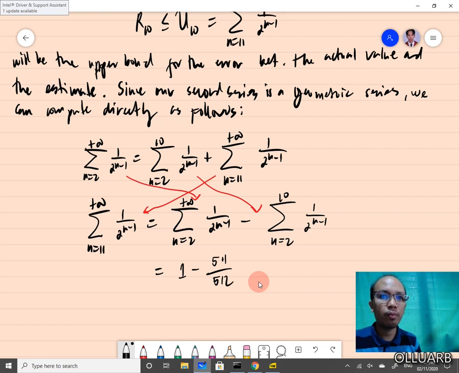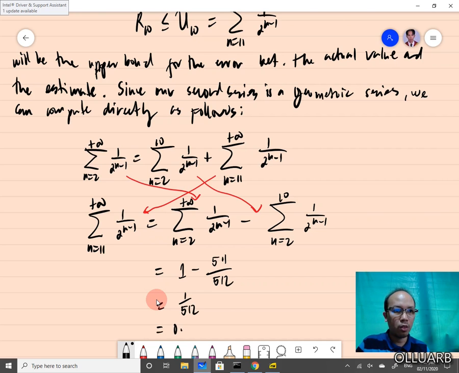Okay, so we have a mosquito somewhere. This is 1 over 512, or this is equal to 0.001953125.